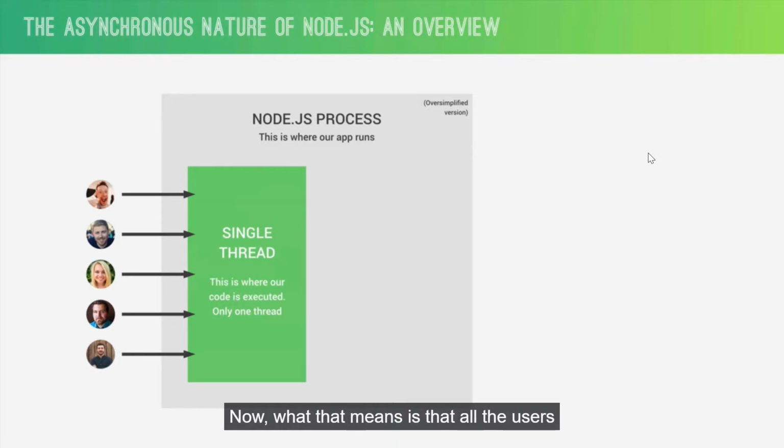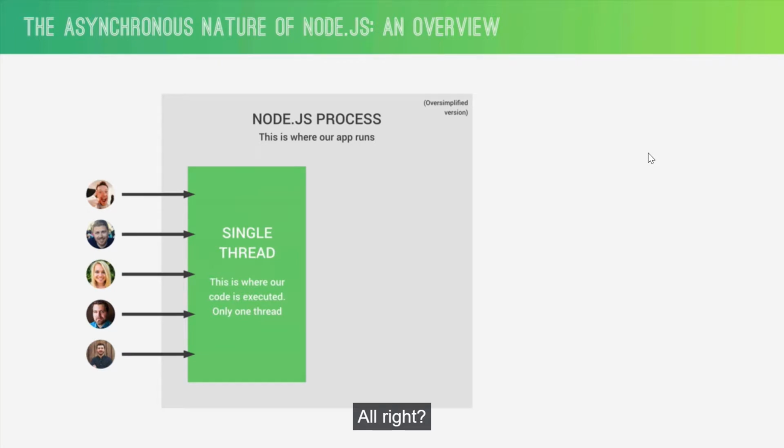Now, what that means is that all the users accessing your application are all using the same thread. So basically accessing the same thread. And so whenever they are interacting with the application, the code that is run for each user will be executed all in the same thread at the same place in the computer running the application. And that is true no matter if you have 5 users, like in this diagram, or 5,000 or 5 million.